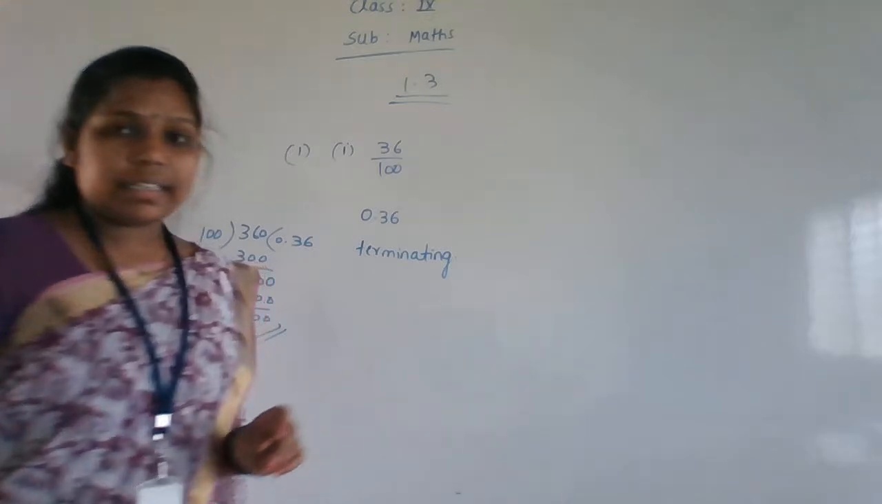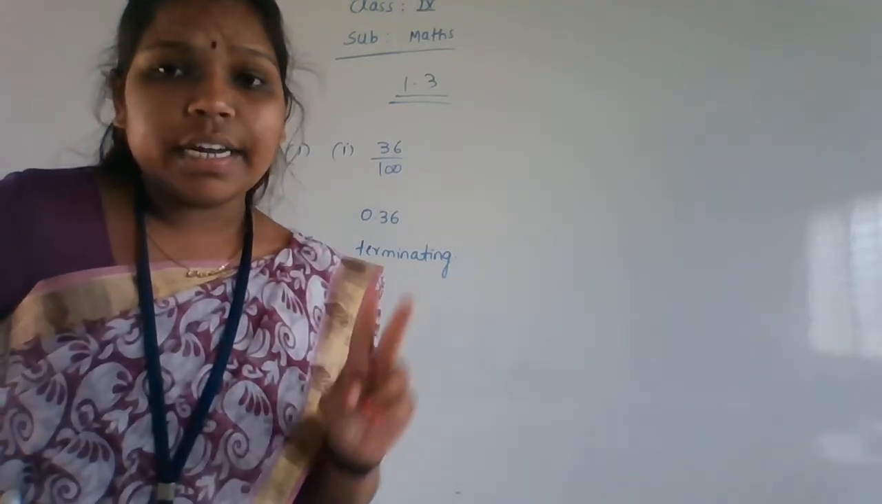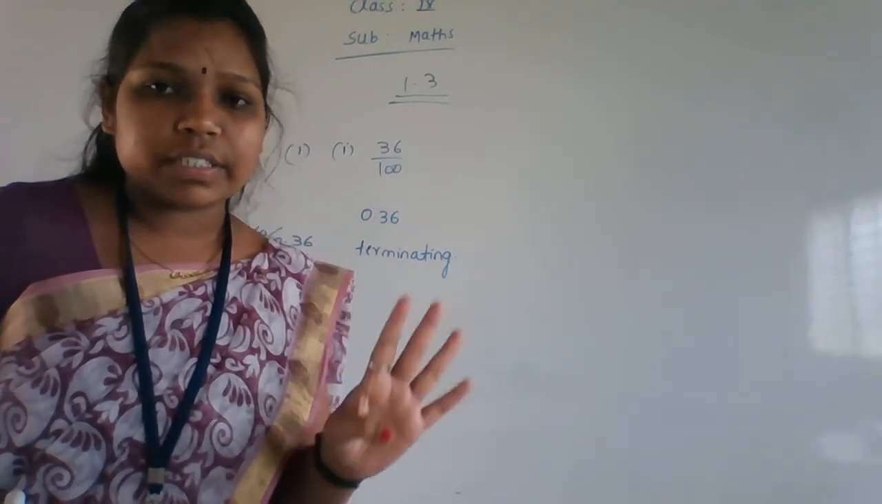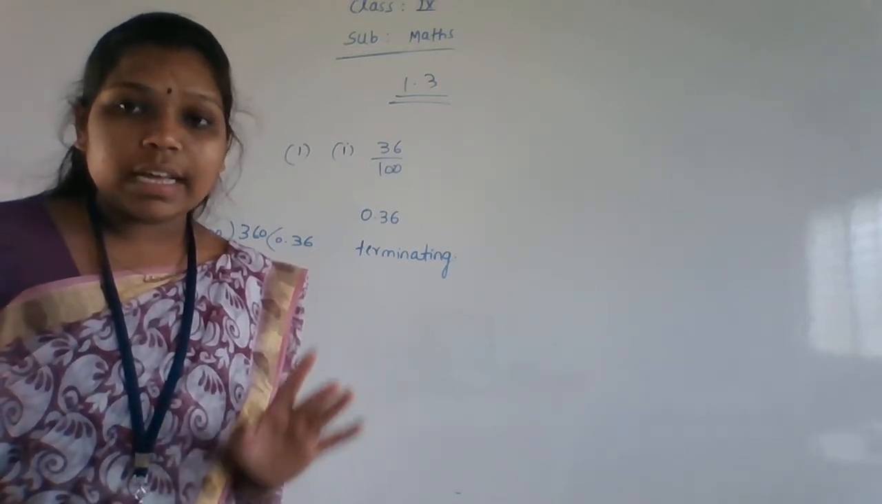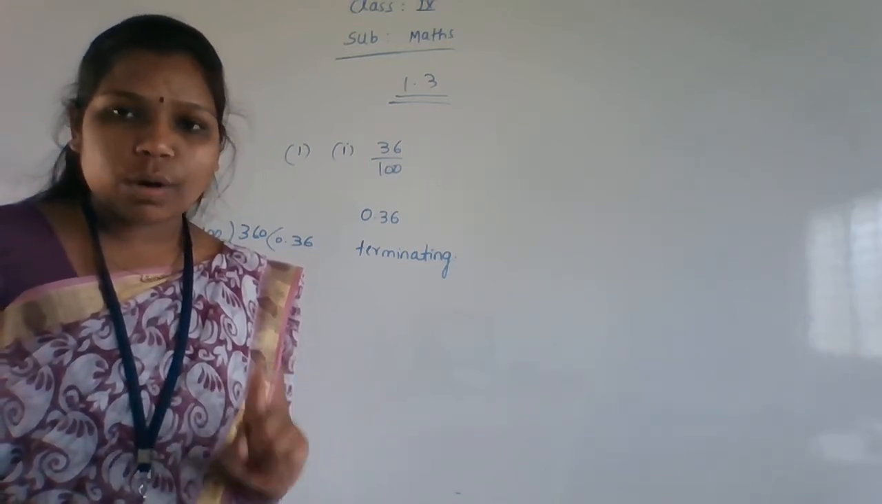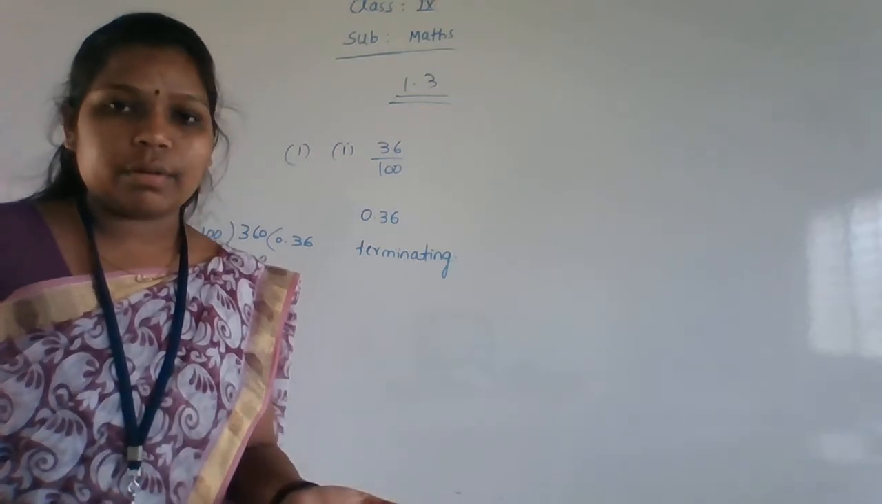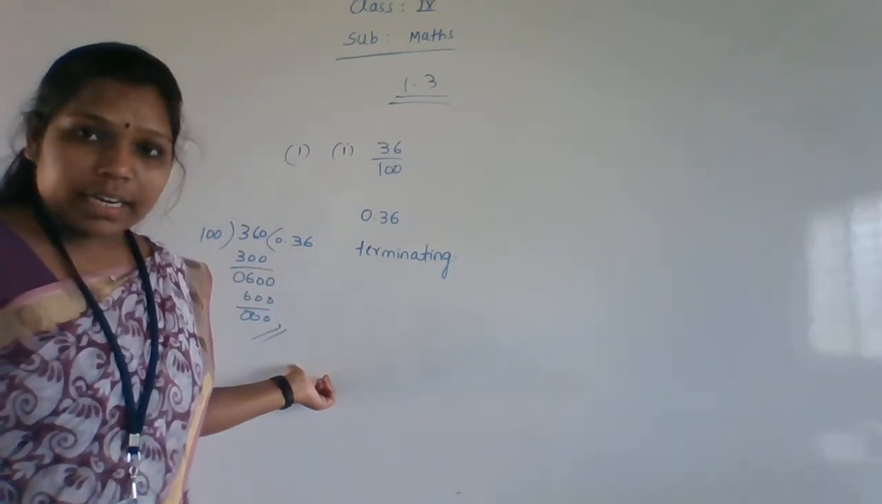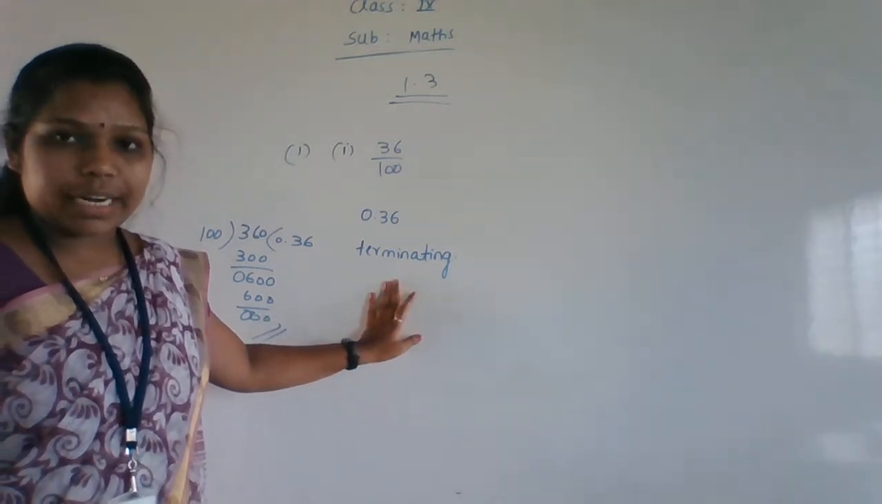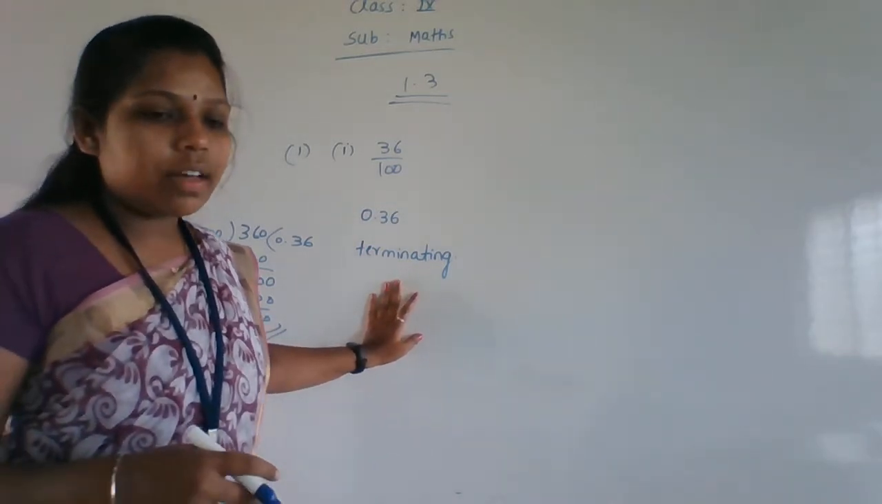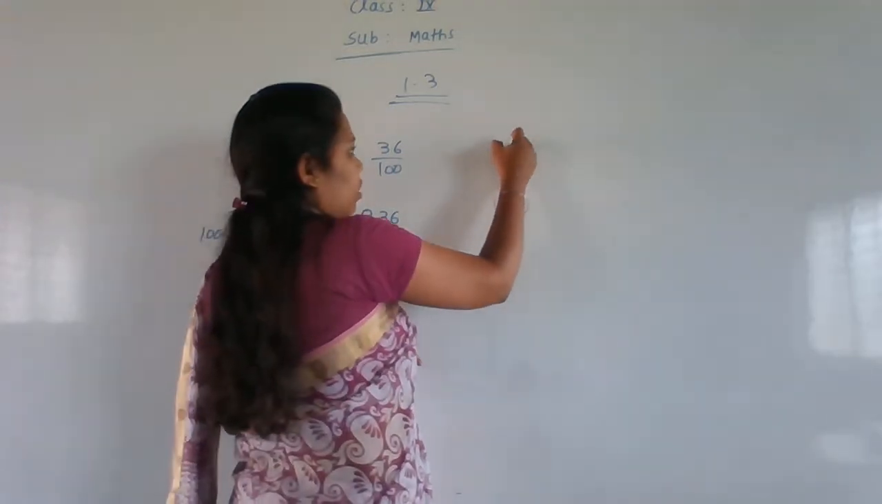There are two kinds of decimal expansions. The first one is terminating, and the second is non-terminating. Terminating means the remainder is 0. If the remainder is not 0, then it is non-terminating. Here we are getting a remainder of 0, so the value is terminating. Is everyone getting it? The next one is 1 by 11.